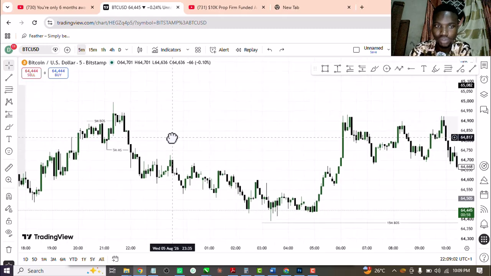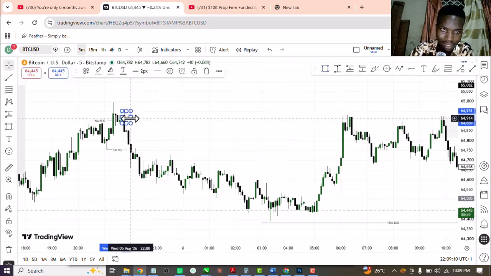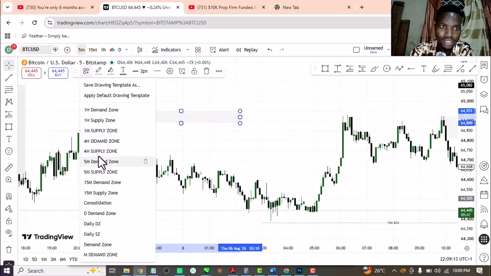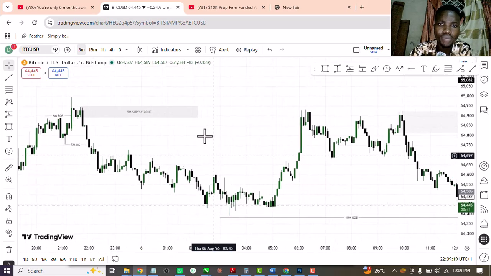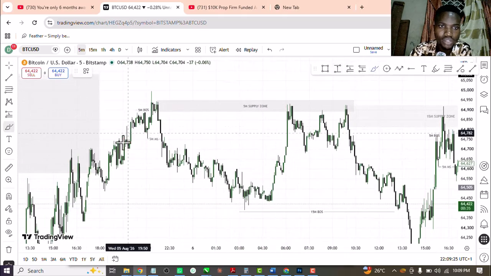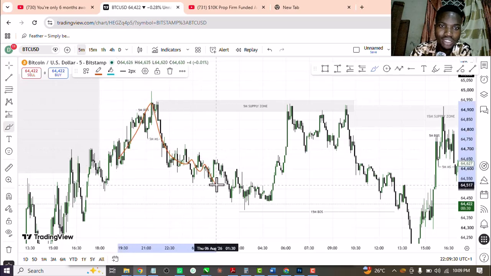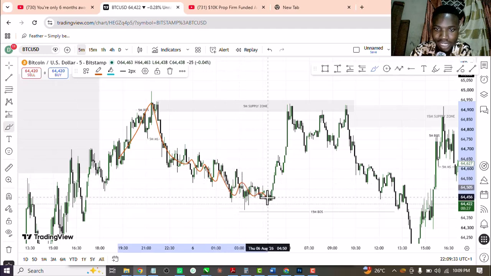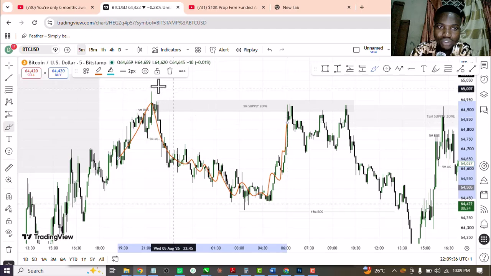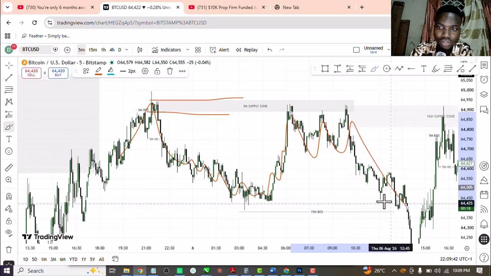This is when price started to push to the downside, because if I mark my 5 minute supply zone from this zone now, you will see that price came all the way down. After price came all the way up here and dropped down, you can see that price was creating lower lows, lower highs, lower low, lower highs, but at a point in time price found its way back to this 5 minute supply zone before it continued to skyrocket to the downside.